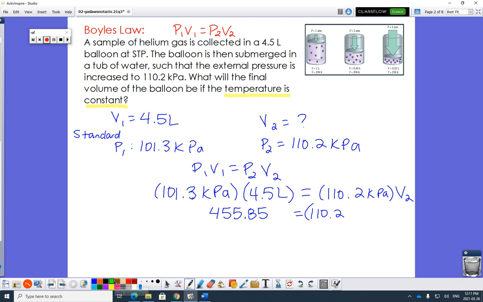And we have kPa, kPa, so that means that they're going to cancel out. So we're left with liters. Is volume supposed to be liters? Yes. So now divide.